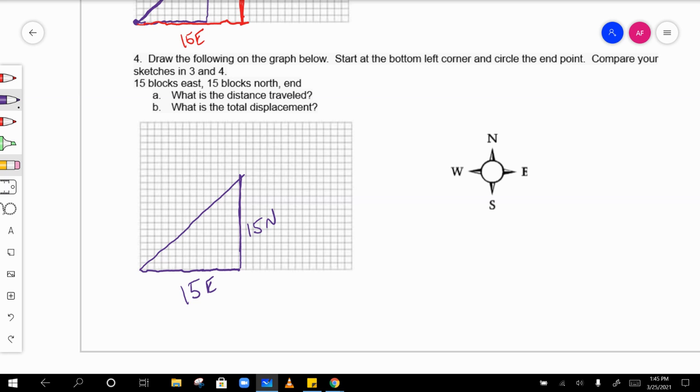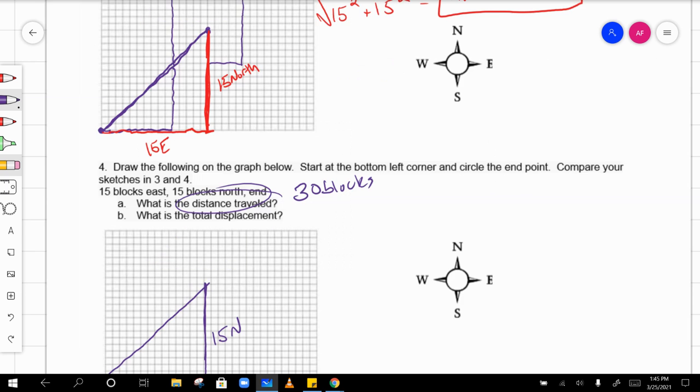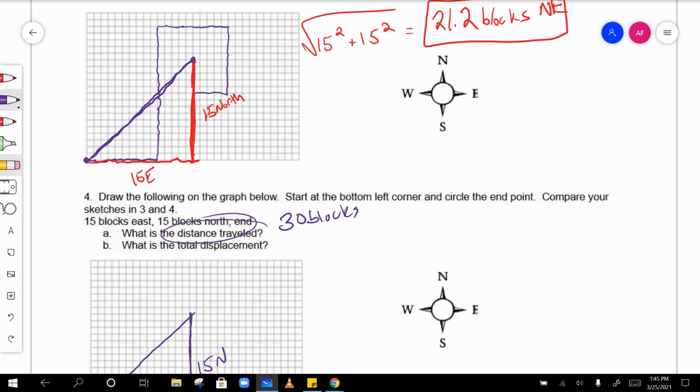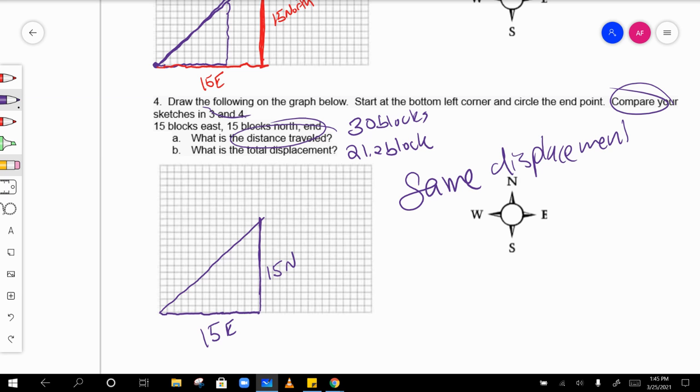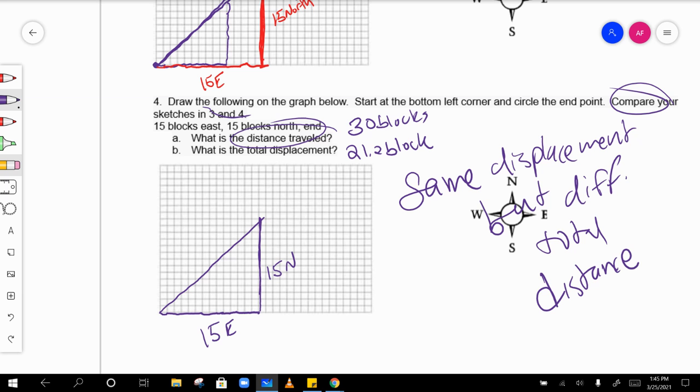Okay. The total distance traveled would be 30 blocks. And the total displacement would be the same because it's 15 and 15. So 21.2 blocks. So compare the values. They're the same. The same displacement, but different distances. This was just more of a direct way.